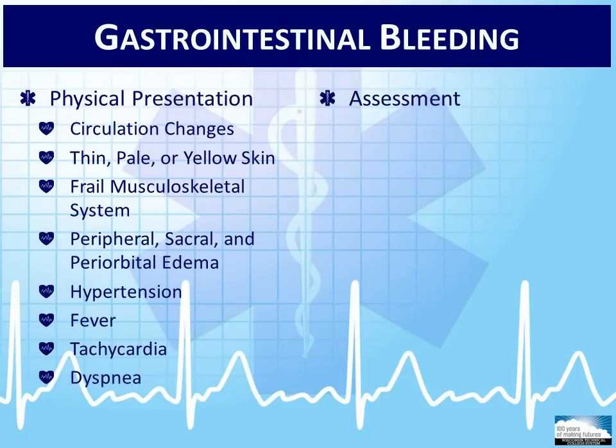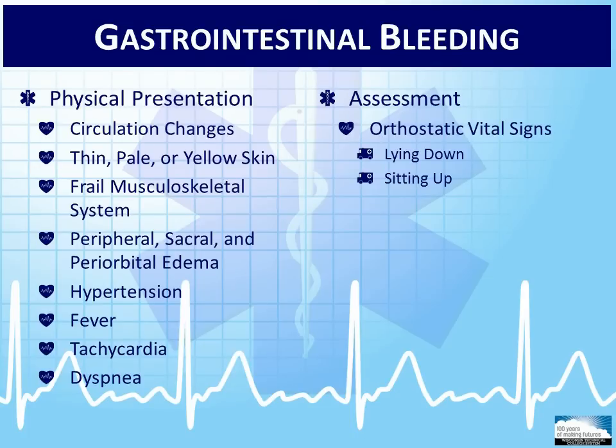Assessment includes listening to breath sounds as well as obtaining a set of orthostatic vital signs. Obtain blood pressures and pulse rates with the patient lying down, sitting up, and standing. As the patient moves to a more upright position during the orthostatic evaluation, the EMT should make special note of any decrease in the systolic blood pressure of 10 millimeters of mercury or more, or an increase of the pulse rate of 10 beats per minute or more.